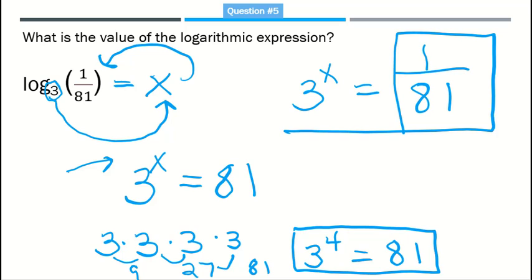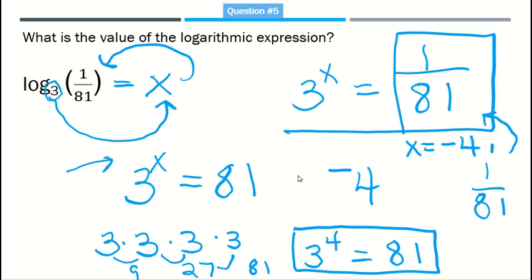Alright, but we have 1 over 81. So how do we get that 81 moved to the denominator of a fraction? We simply make this 4 negative. A negative exponent brings that down into the denominator of the fraction. So in this case, x is equal to -4. So there's a lot to really absorb in here. So take your time when you're answering these questions.